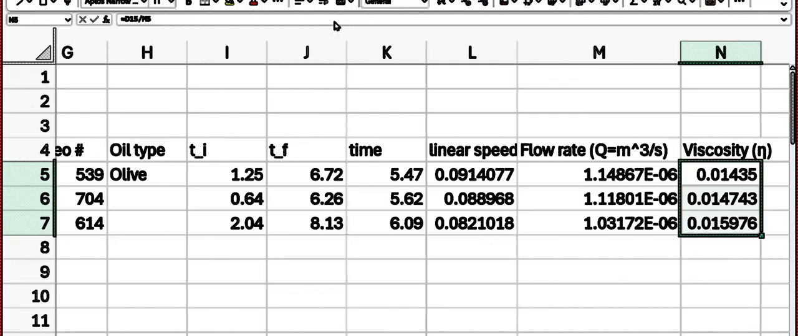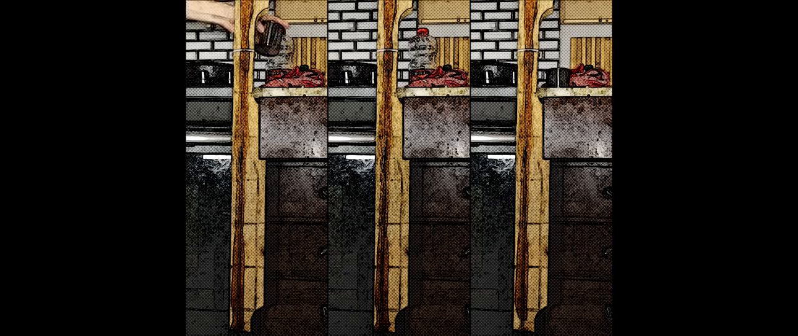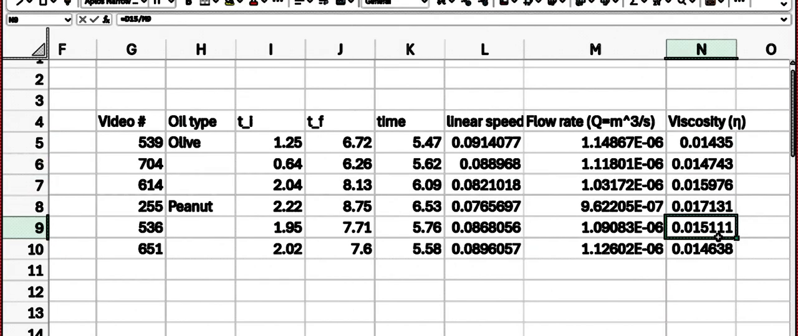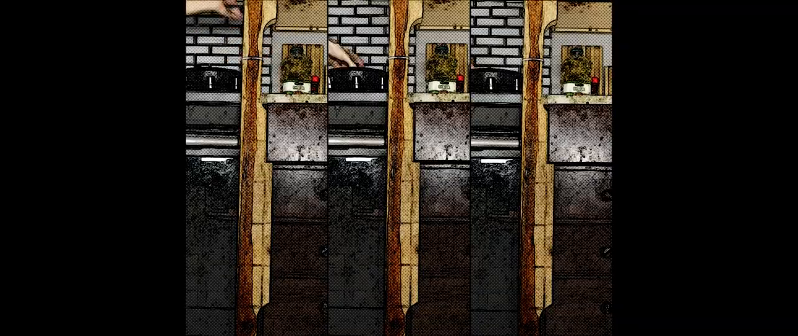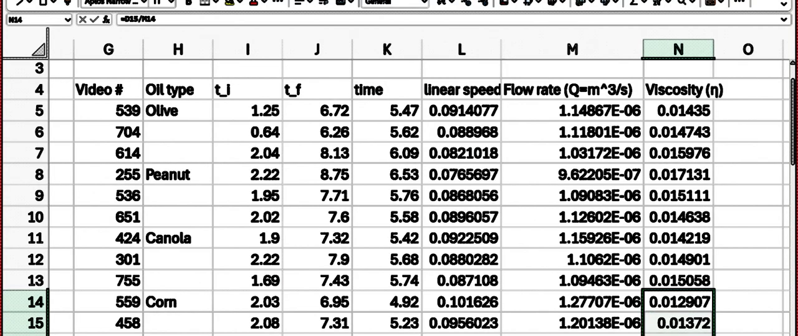Water moves real fast. I had to slow the motion of this video down 16 times to see that fast flow. Now here's all the oils we're going to look at. Something I learned is that oil is messy. I did 3 trials for each of the 6 oils and calculated their viscosities.